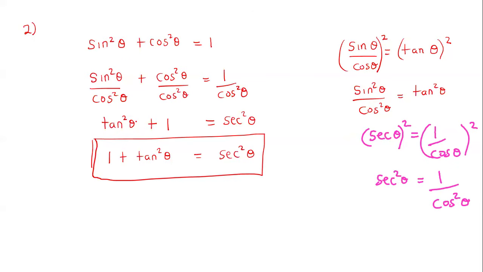Why are we bringing them now? You are going to be meeting integration. You are going to be meeting differentiation. These identities are going to be key. These identities are going to be very important. So this is identity number 2. Can you write and we continue?